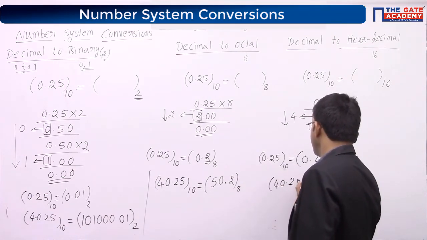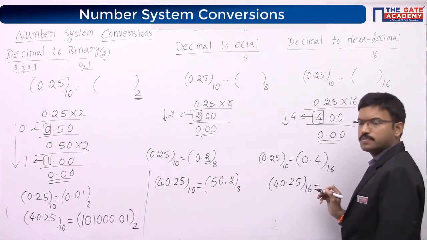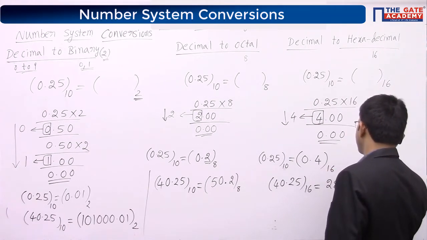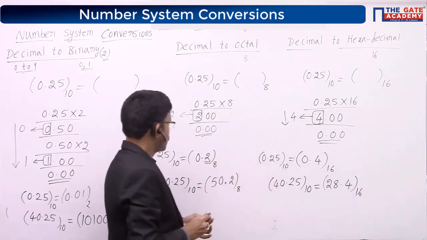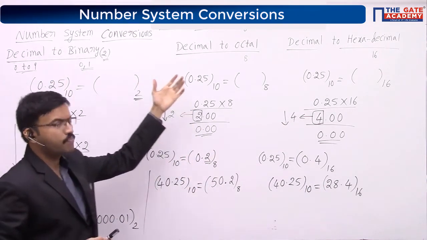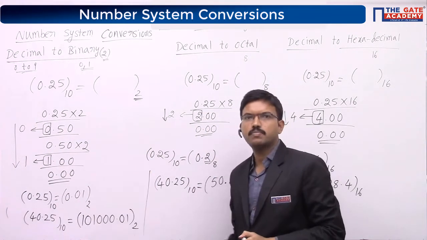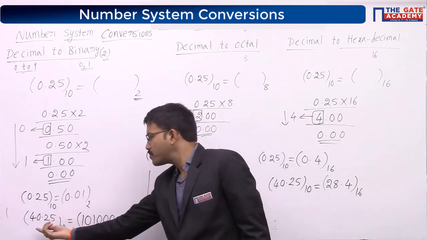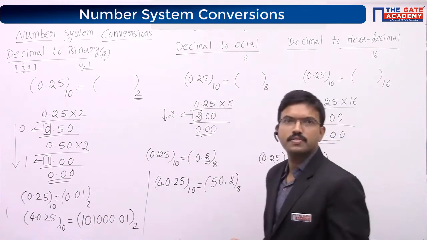40.25 base 16 equals, earlier you got 28 for 40. So 28, and now you are getting 0.4, so 28.4 base 16. Sorry, this is the decimal number. I have considered the decimal number only, right? I have converted the decimal number into binary, then octal, then hexadecimal. First I have taken the integer part and then the fractional part, and then I have clubbed both. By combining both the integer part and the fractional part, I am getting the real number. The decimal number only I have converted into other number systems.